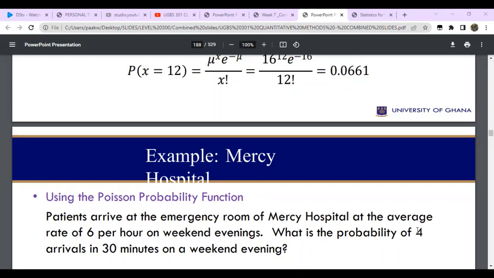And what is the probability of 4 arrivals in what? 30 minutes on a weekend evening. So this one is in minutes. This one is in what? Hours. So you have to convert this 30 minutes into hours before you work to find your mean. Because you cannot multiply hours by minutes. It has to be minutes multiplied by another minute or hour by hour. You get it? Yeah, I get it. Okay. So any question now?